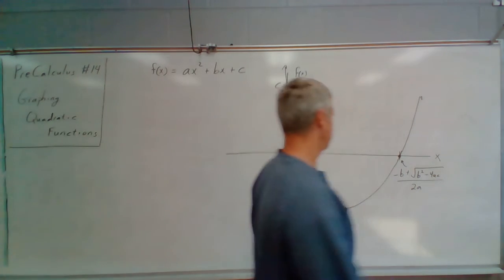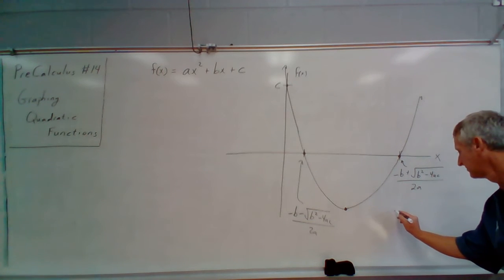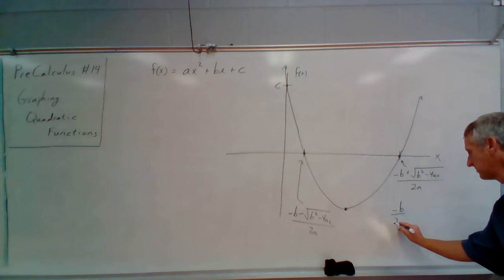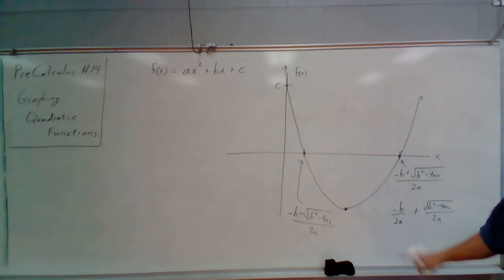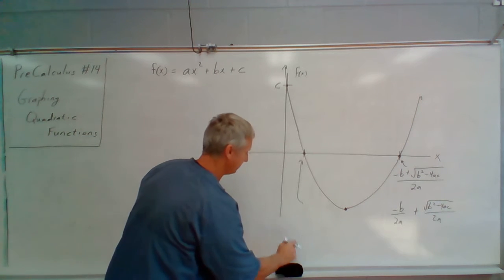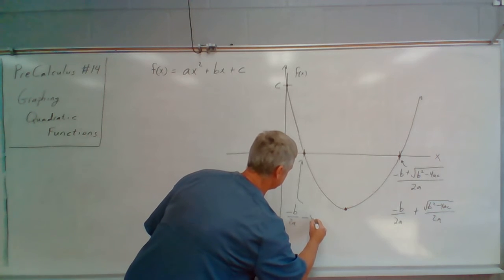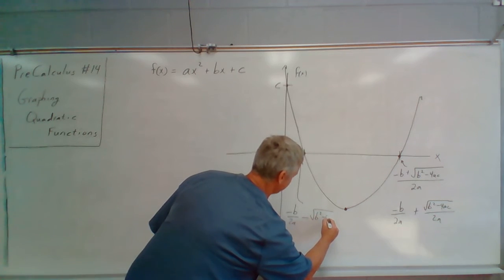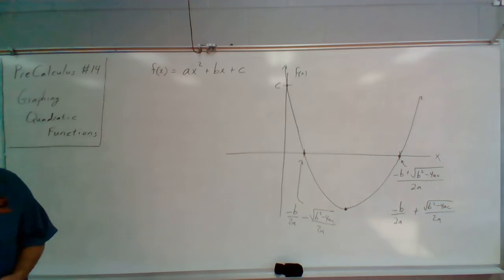You can think of these as two different fractions. So let's rewrite this. You could write it as negative b over 2a plus the square root of b squared minus 4ac all over 2a. And you could write this one the same way, breaking it into two fractions. So this would be negative b over 2a minus the square root of b squared minus 4ac over 2a. So all it is is breaking those into two different fractions.